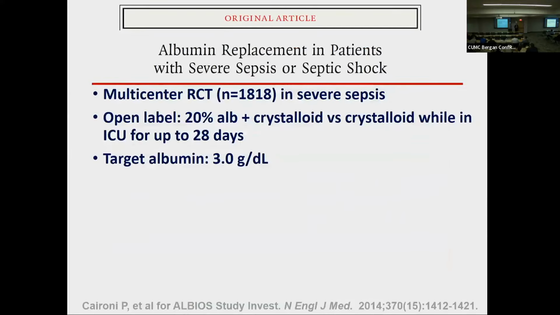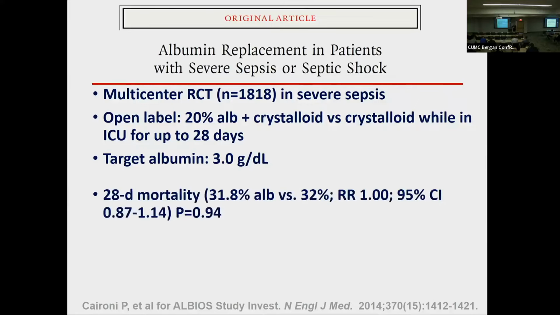Then there was ALBIOS, which was done in Italy, looking at albumin replacement in patients with severe sepsis and septic shock. Big study, 1,800 patients. Open label: you either got albumin plus crystalloid or just crystalloid until your target albumin was 3 grams per deciliter. If you were below that, you got albumin. If you got up to 3 grams in the albumin arm, they stopped giving you albumin and just gave you crystalloid. And it happened the whole 28 days that you were in the ICU.